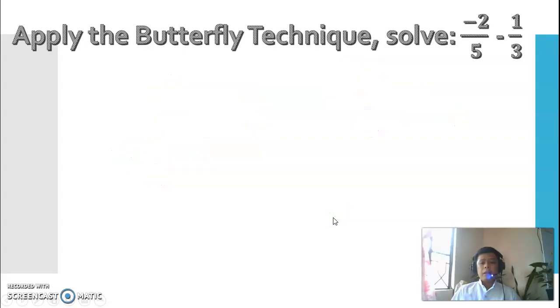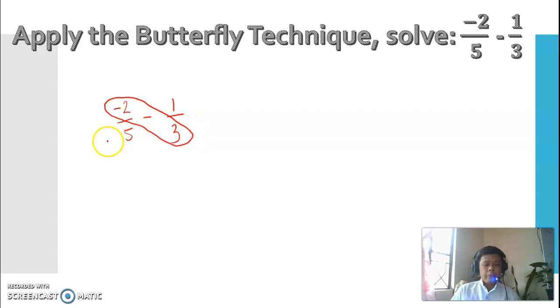Next. Ito naman may subtraction. So, negative 2/5 minus 1/3. Butterfly lang din. Magagamit nyo to kapag dissimilar fractions. Negative 2 times 3, that is negative 6. 5 times 1, that is 5. And then, 5 times 3, that is 15. Ima-minus daw natin. Kapag minus, i-KCO natin to. Keep, change, opposite.